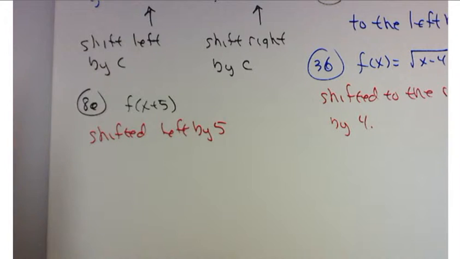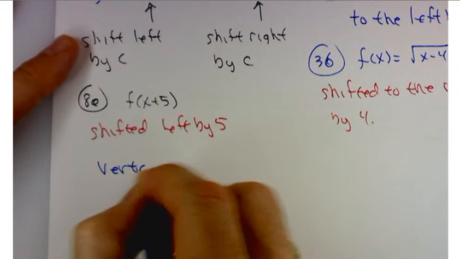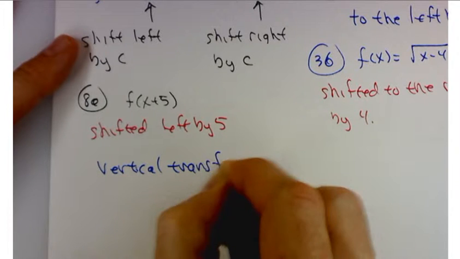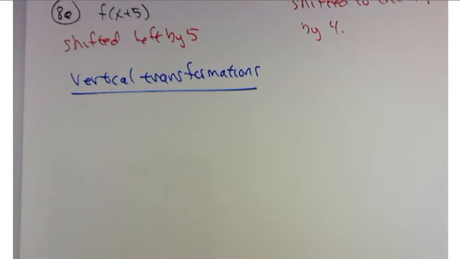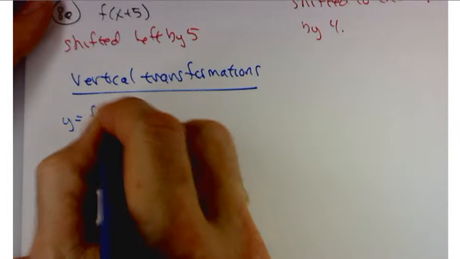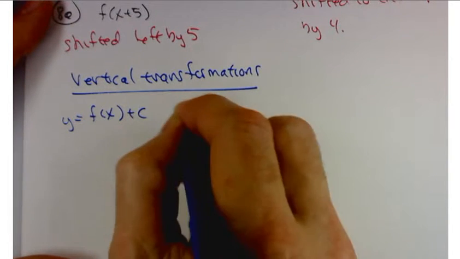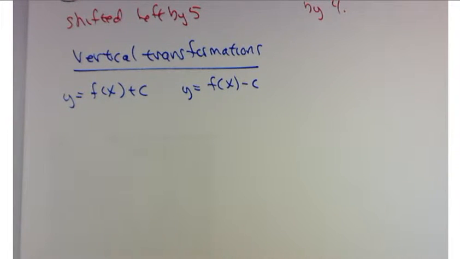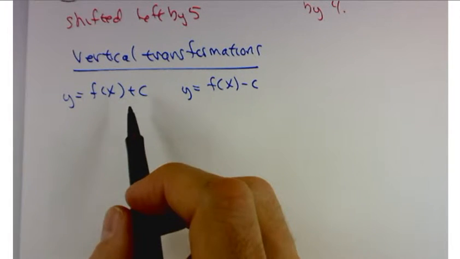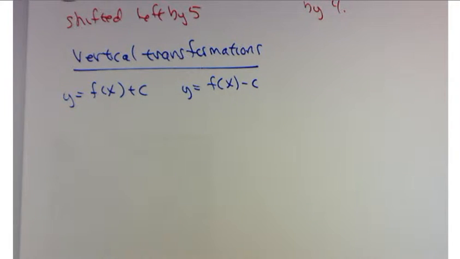Let's look at some vertical shifts. So some vertical transformations. y equals f of x plus c, and y equals f of x minus c. What do you think the plus c and minus c are going to do in this one? Up and down. Is the plus c going to be a down or an up? Up. So your vertical shifts happen like you would expect. Plus is up, minus is down. So that's kind of nice.